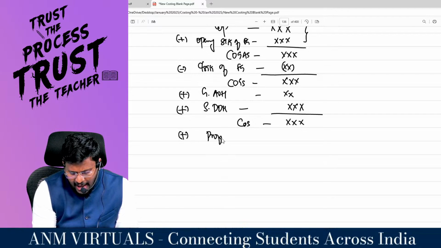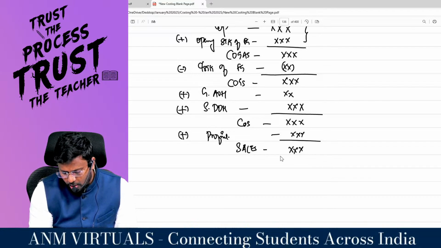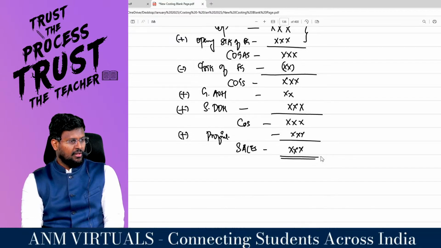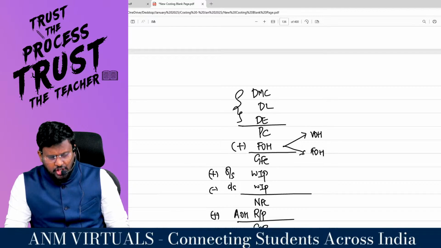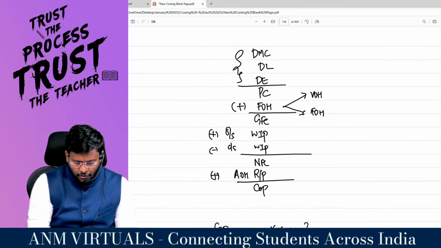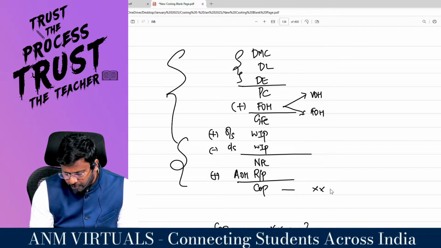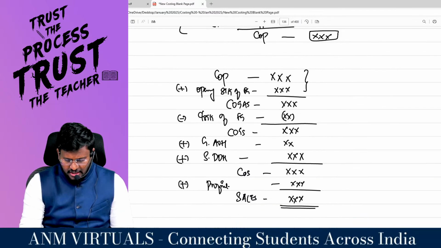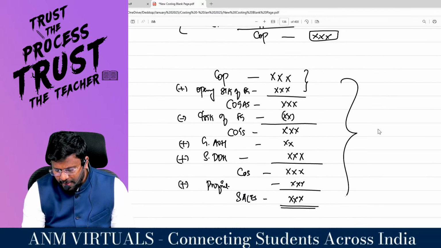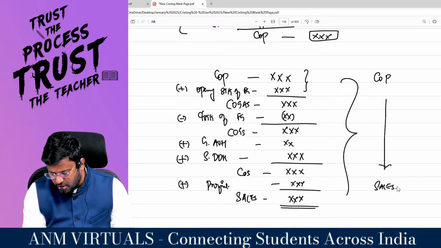To that cost of sales, if you add profit, you will get the sales. That's the most important part, sales. So this is the format of the cost sheet basically. In that, from there till here, we will get the cost of production. From here to here, we will go from the cost of production to sales.